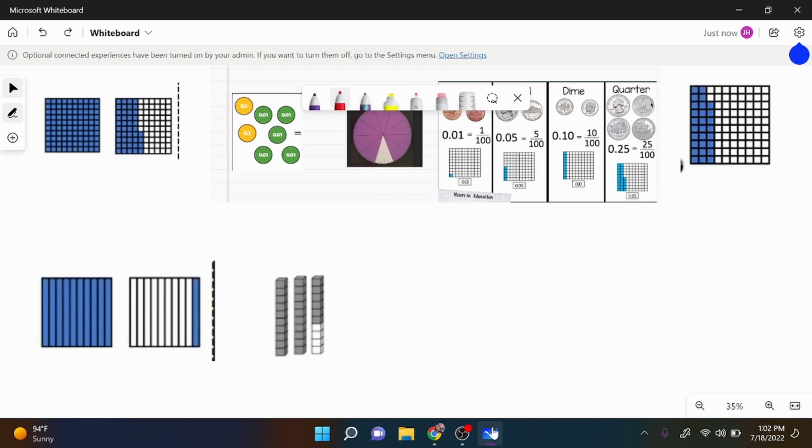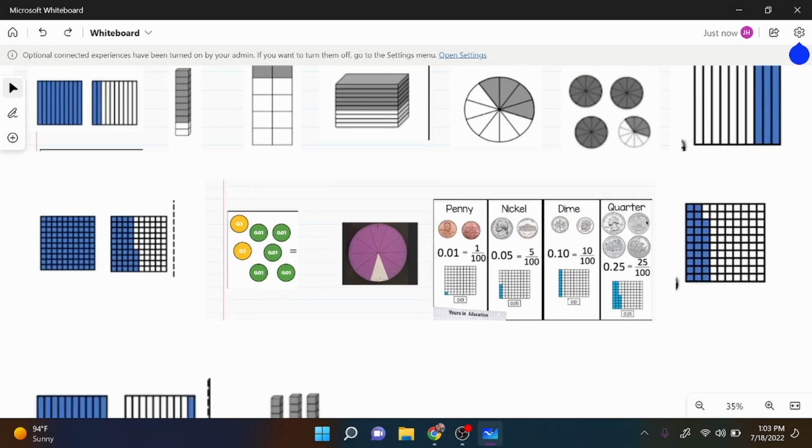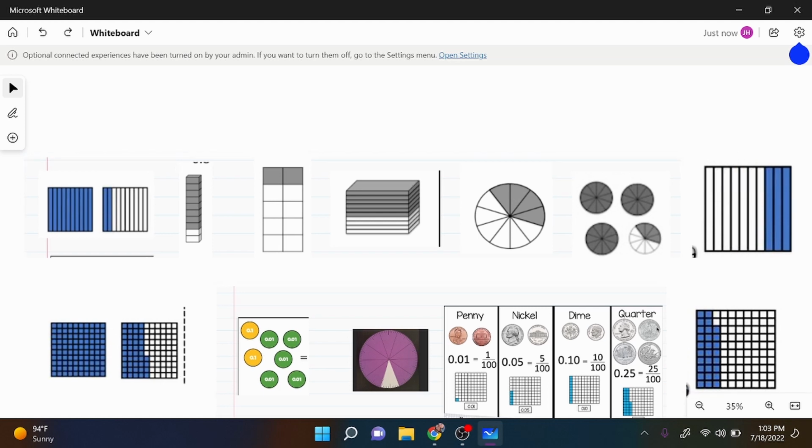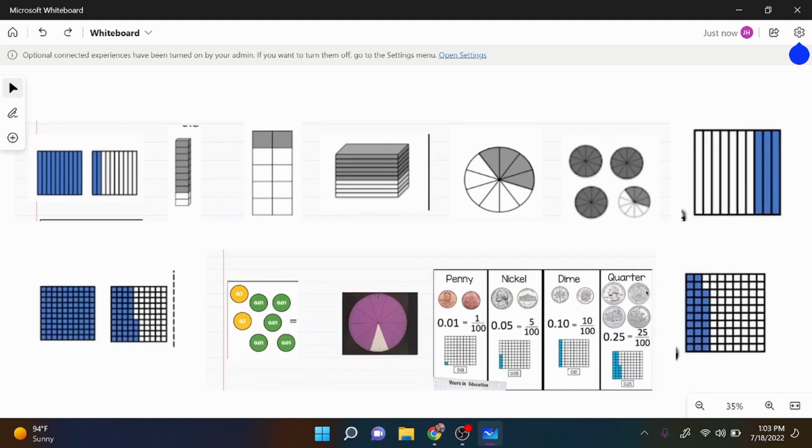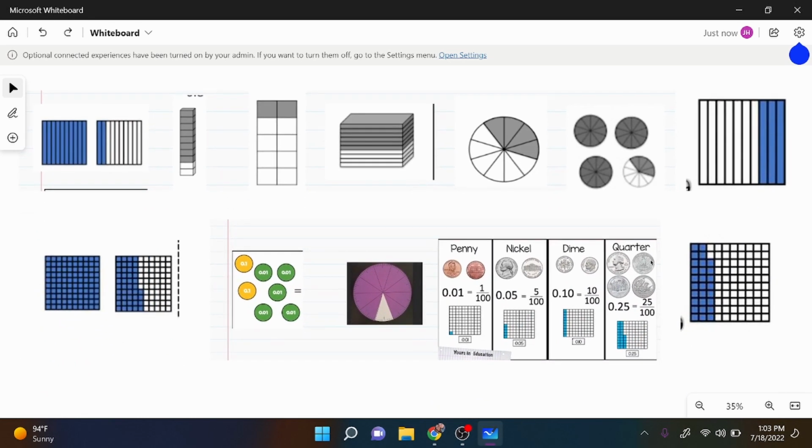Right, we are going to look at decimal models. The easiest way to look at decimal models is to write them as a fraction first. So let me go to the top of my models and we'll just walk through these different ones. Okay, so let's look here. Now I would write it as a fraction first.